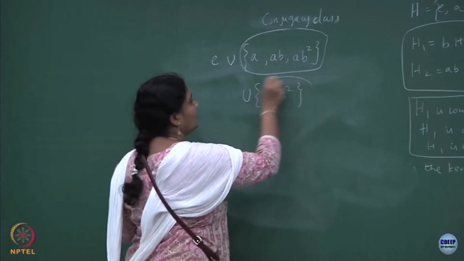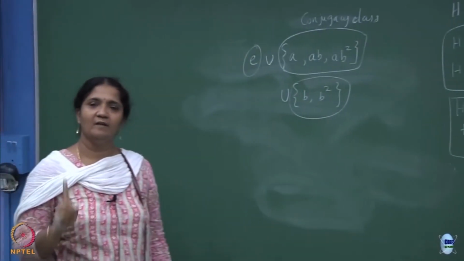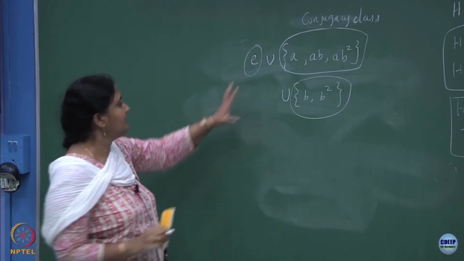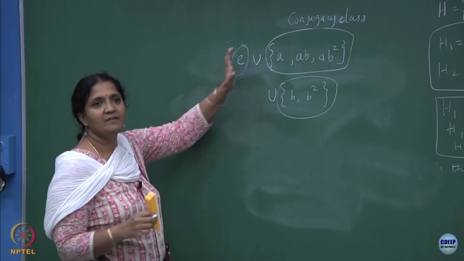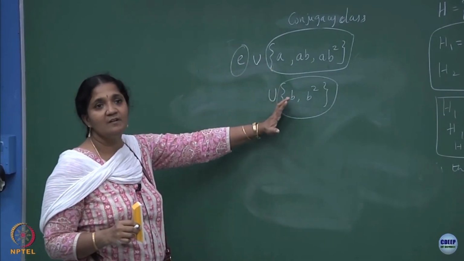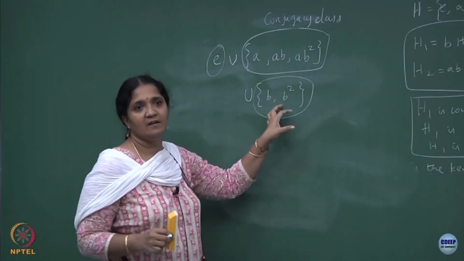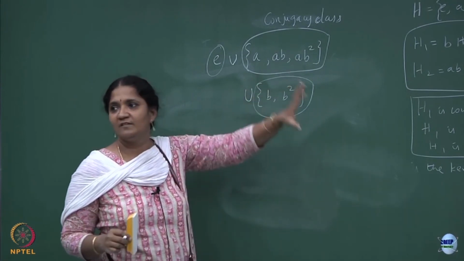Similarly, this is another conjugacy class. This is always a lone element, which we call one conjugacy class. So essentially your symmetric group can have this conjugacy class decomposition with 3 conjugacy classes. You will have 3 conjugacy classes.